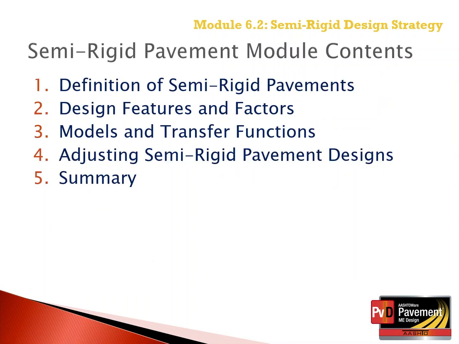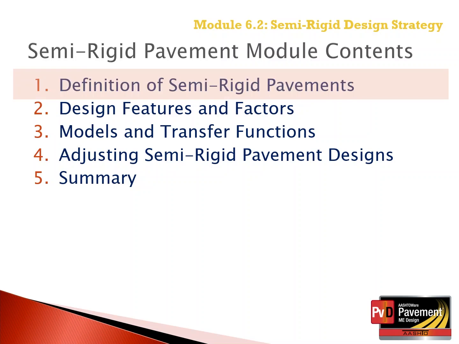So the contents for this module are grouped into 5 parts. The first one is the definition of semi-rigid pavements. Then we'll get into design features and factors of semi-rigid pavements. We'll discuss the models and transfer functions that are used for semi-rigid pavements. We'll also briefly review adjustments that can be made for semi-rigid pavement designs to achieve an acceptable pavement design. And then finally, we'll go through the summary of what we covered within this module.